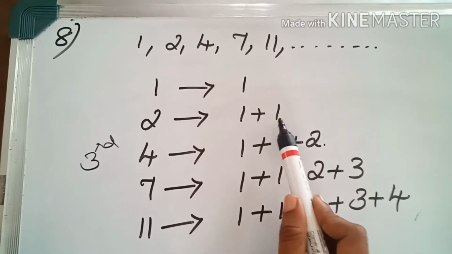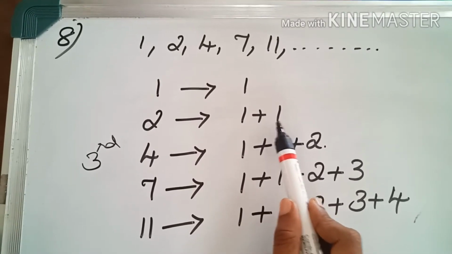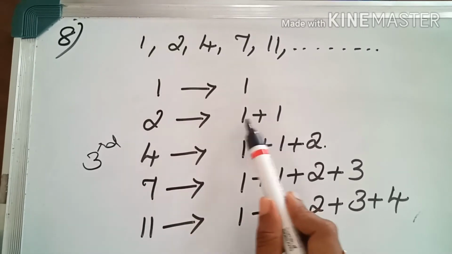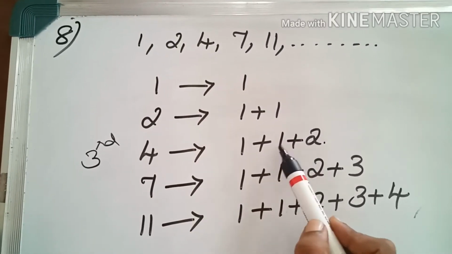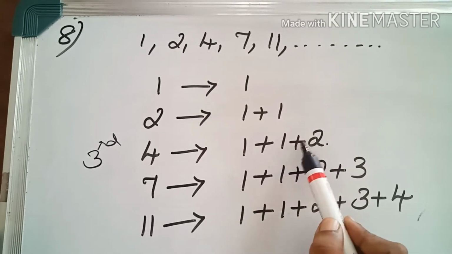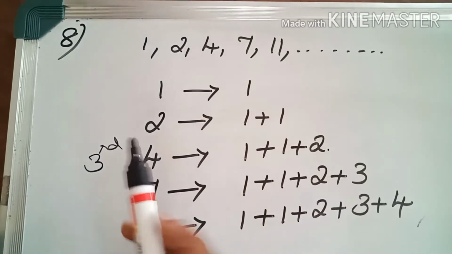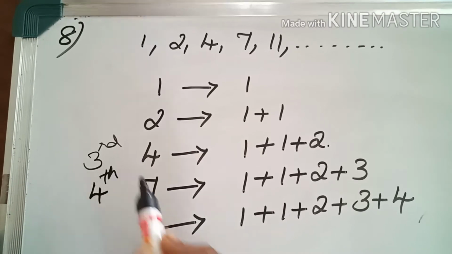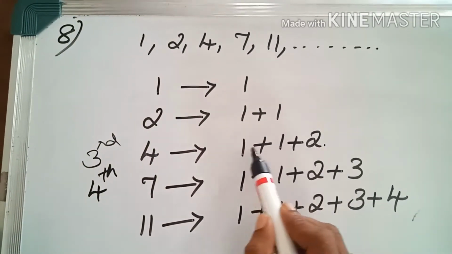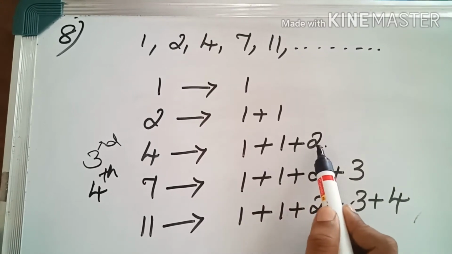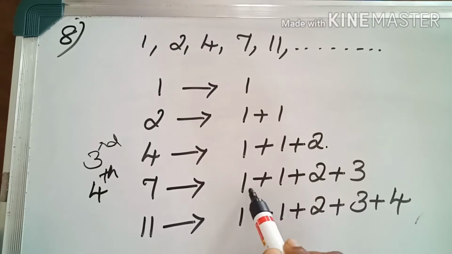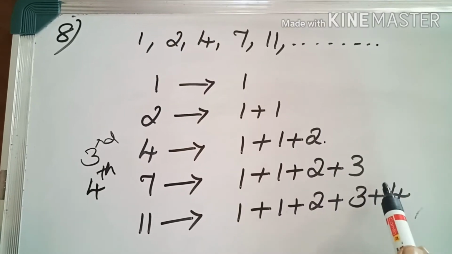Here already 1 plus 1, that is 2, is here. That means 2 more to add. To get 4 as the answer, 1 plus 1, 2 is already here. To that answer, 2 more we need to add. That is 1 plus 1 plus 2. Now the fourth line's first number 7. So 7 here, up to 1 plus 1 plus 2, total 4 is here. 4 plus 3 more we need to add. That is 1 plus 1 plus 2 plus 3.